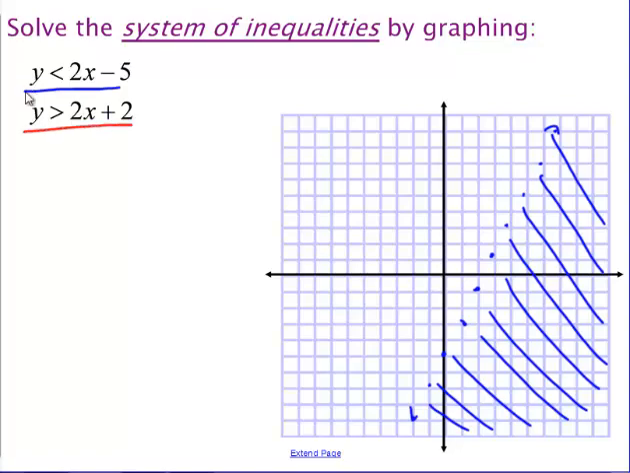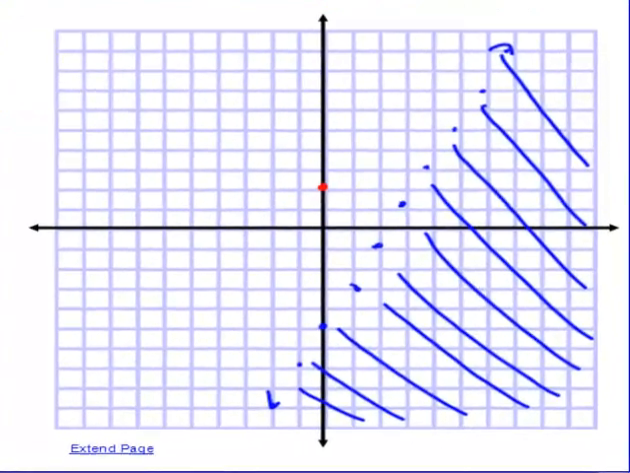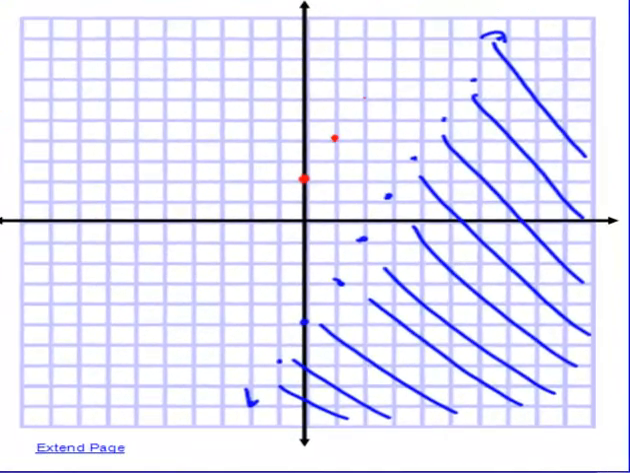Second inequality says y is greater than 2x plus 2. Hopefully we're starting to notice something already, but the y-intercept is 2, and we have a slope of 2, so we're going to go up 2 over 1, up 2 over 1 each time. One thing to notice then is we have parallel lines. Hopefully we're noticing that we have parallel lines. These aren't going to intersect.